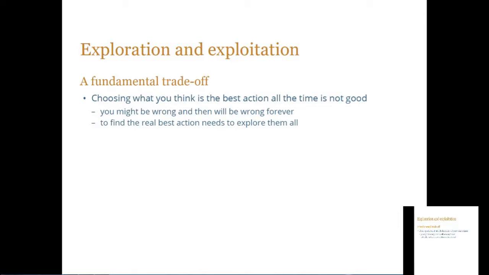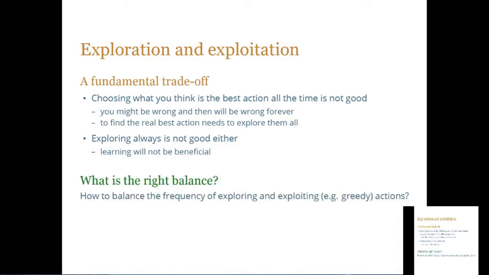So one needs to find the best action. You need to explore. You need to explore all possible states and all possible actions. But if you only explore, this is not good either, because if you just act randomly, you might not learn anything from the environment. So there's an intrinsic trade-off, and this is what actually defines a reinforcement learning problem. Without this type of trade-off, the problem would be trivial. Okay, so what is the right balance? How to balance the frequency of exploring actions that are random, that try things, and exploiting actions, those actions that are greedy with respect to your knowledge of the environment.